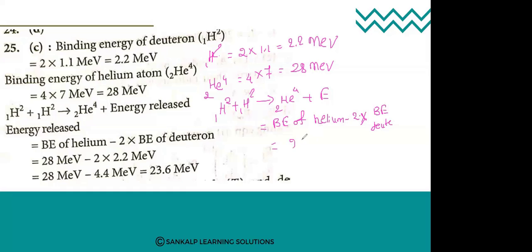So binding energy of helium, it is given in the question, that is 28 minus 2 into binding energy of the deuterium. So deuterium means it is 2.2. So 28 minus 2 into 2.2. If you simplify, 28 minus 4.4 will be 23.6 mega electron volt. So it is 10 to the power of 6. Copy down this one.